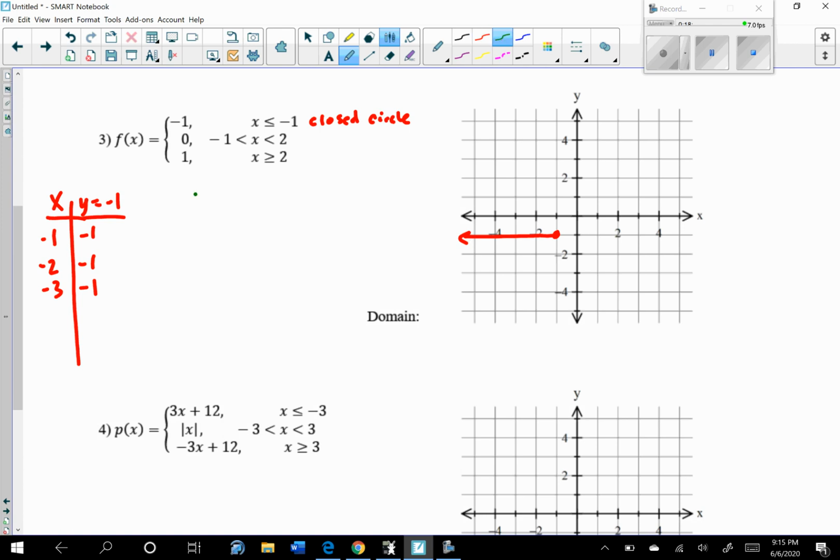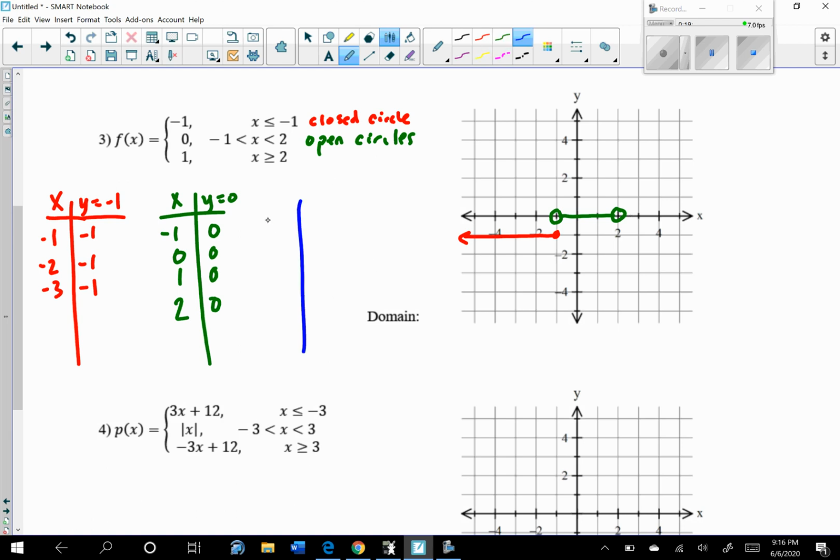Then if we look at the next one, we have 0 for the equation, so horizontal line at 0, but we only want values in between negative 1 and 2. So we have negative 1, 0, 1, and 2, and they're both open circles because it's not equal to. So at negative 1, I know it's going to be 0 because it's a horizontal line at 0, so these are all 0. So we have negative 1, 0, and that goes all the way to 2, 0, and all the values in between, and not including negative 1 or 2.